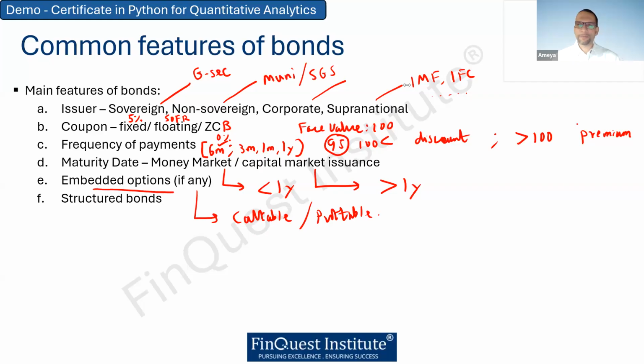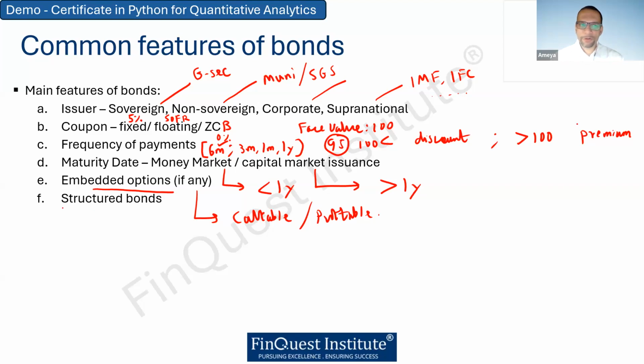Callable and puttable implies that one of the parties, either the issuer or the investor, has the option. When I say embedded option, that means you have actually two components. You have a bond plus you have an option. So it's like a mixed product because you have something which is a cash instrument, which is the bond, plus a derivative, which is an option.